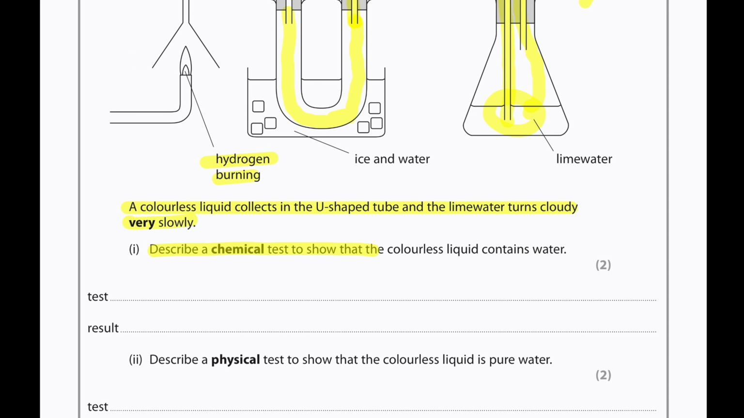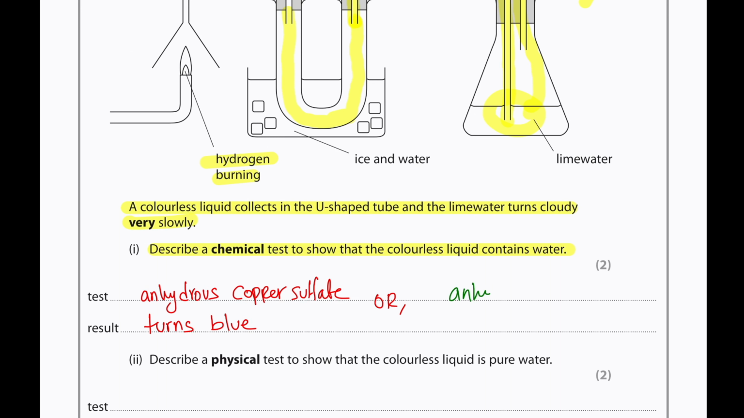Describe a chemical test to show the colorless liquid contains water. The chemical test for water is anhydrous copper sulfate or anhydrous cobalt chloride paper. If it is anhydrous copper sulfate, then adding water will turn it blue. If it is anhydrous cobalt chloride, then adding water will turn it pink.